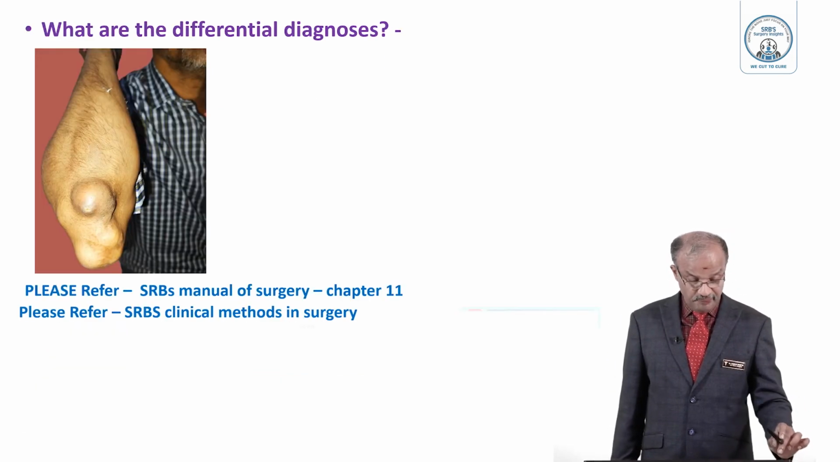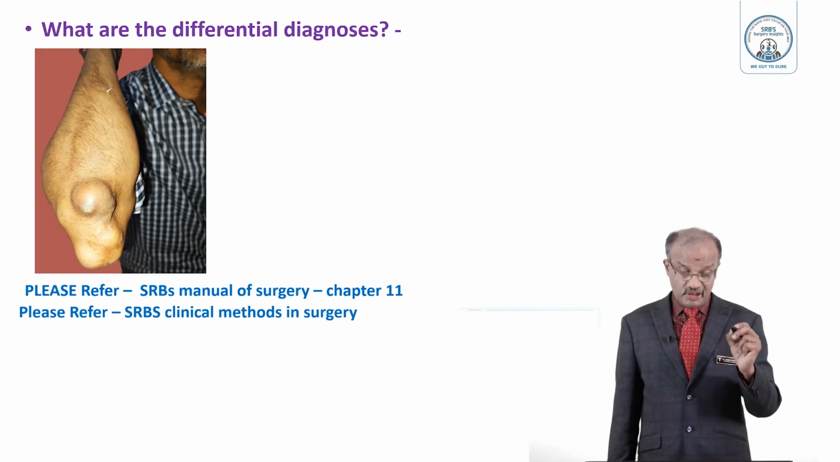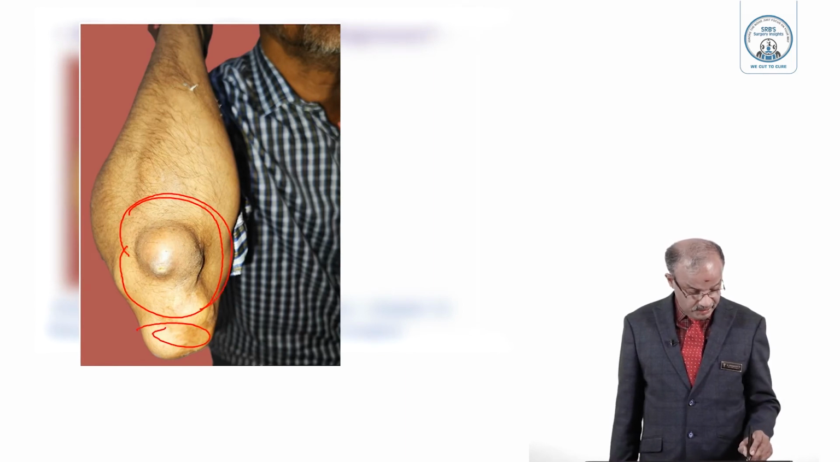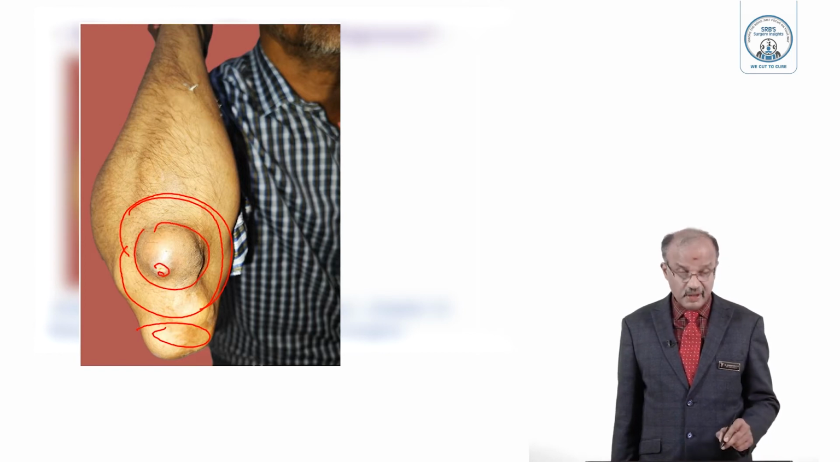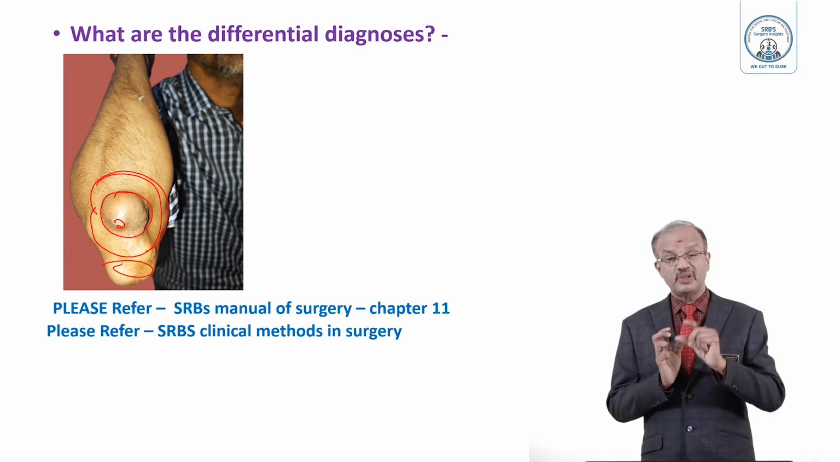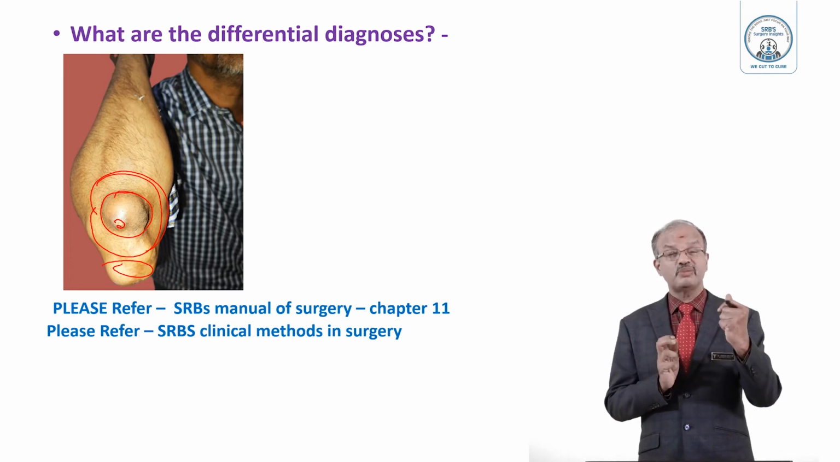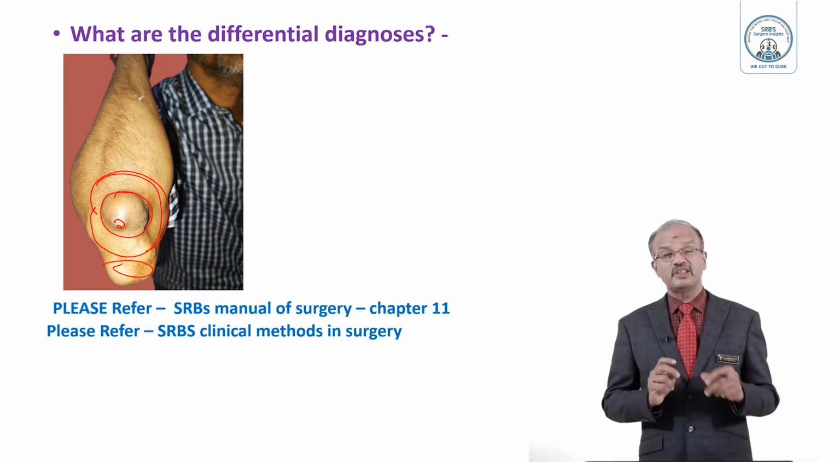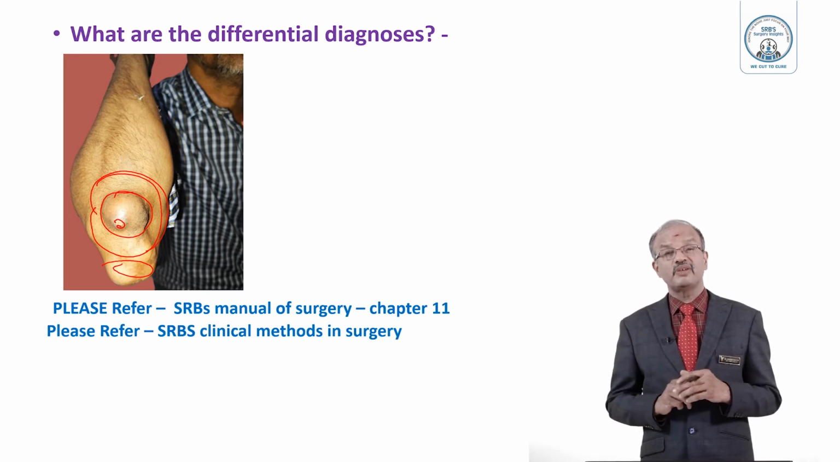So, we will go through the case. What is the differential diagnosis? You can see that there is the forearm, the elbow here, and a swelling here. It is a well localized swelling. You have to find out the mobility, whether it is mobile in 2 directions or 1 direction. You have to contract the muscle underneath and again check the mobility. Skin pinchability you have to check, as probably the skin is not free here.